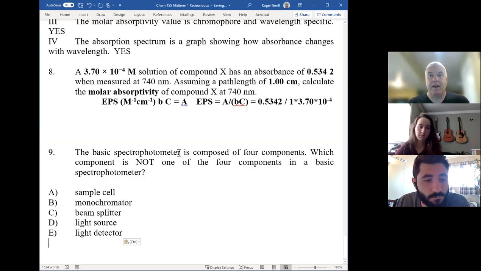Which of these is not one of the 4 components of the basic spectrophotometer? Sample cell, monochromator, beam splitter, light source, light detector. Well, basically, you don't need a beam splitter. This is just not part of a spectrophotometer. You need a source, monochromator, a cell, and a detector. So anyway, that's simple enough.